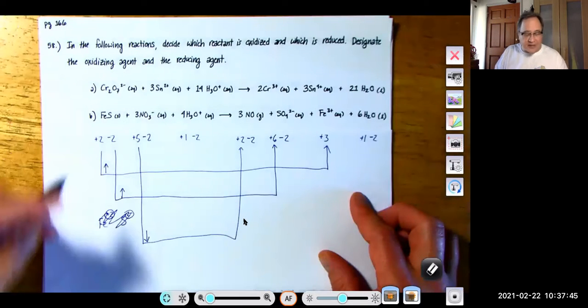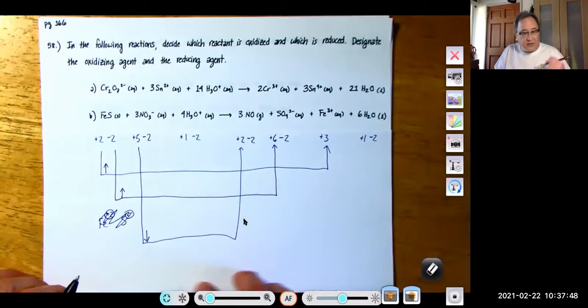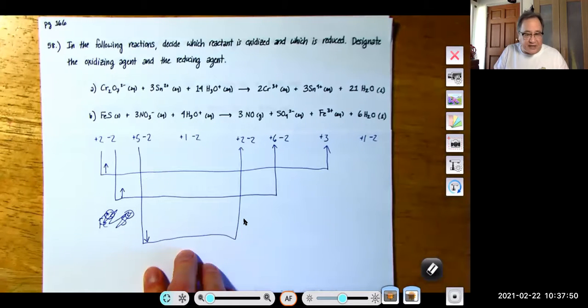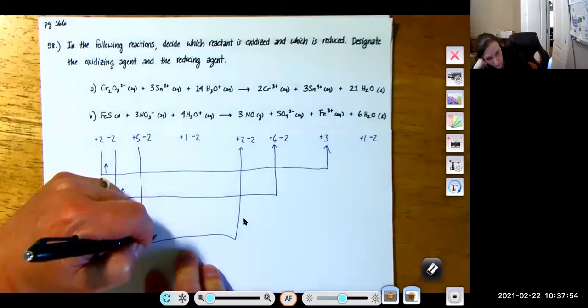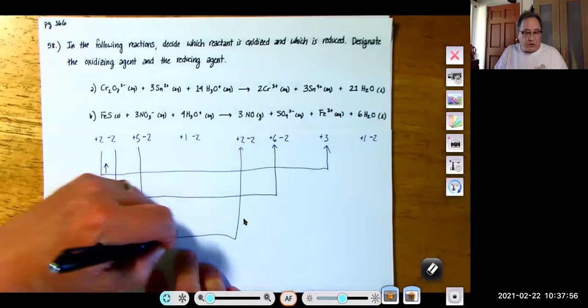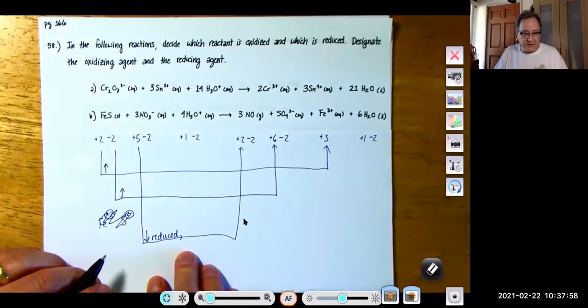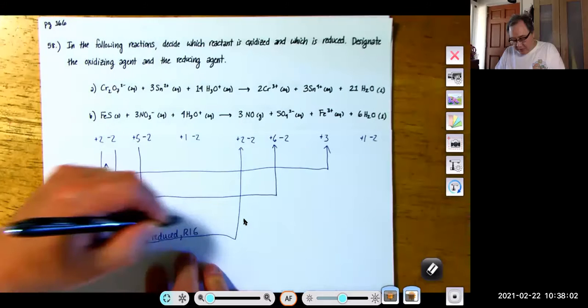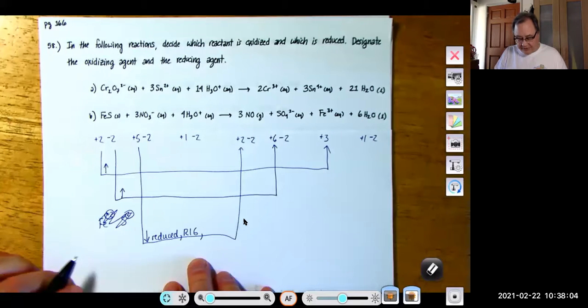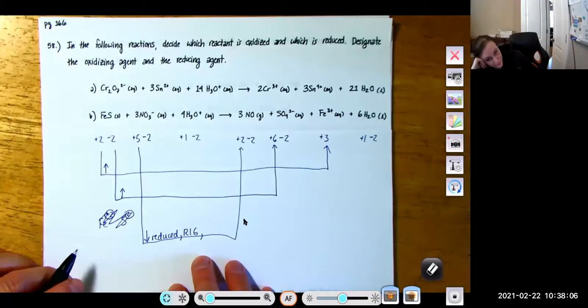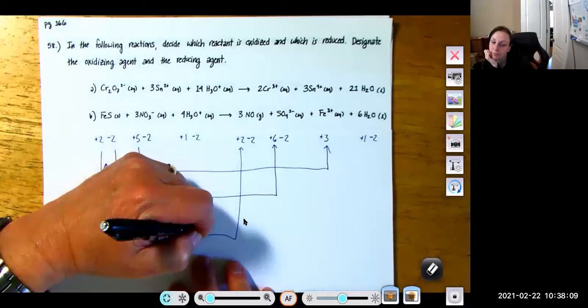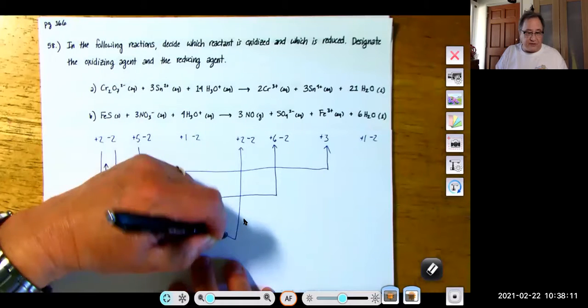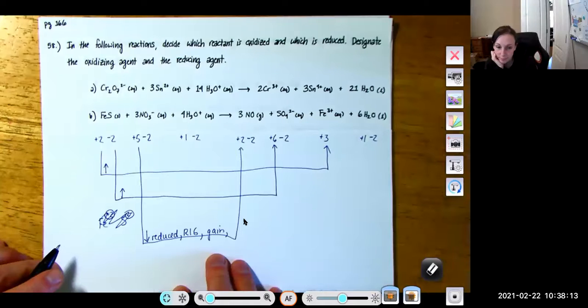So it turns out that we have one thing going down. Does down mean reduced or oxidized? Reduced. Does reduced mean oiled or rigged? Rig, because of the R. Does rig mean gain or lose? Gain. And what type of agent? Oxidizing.